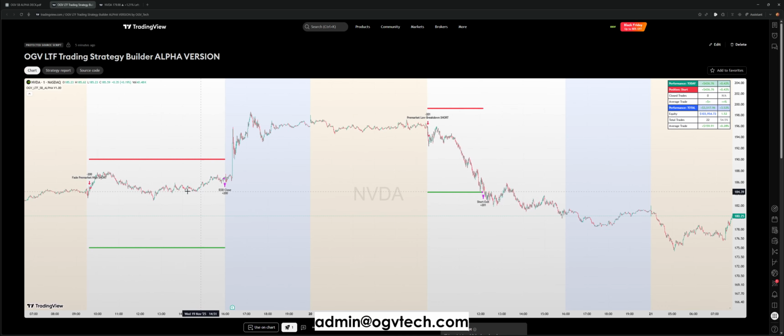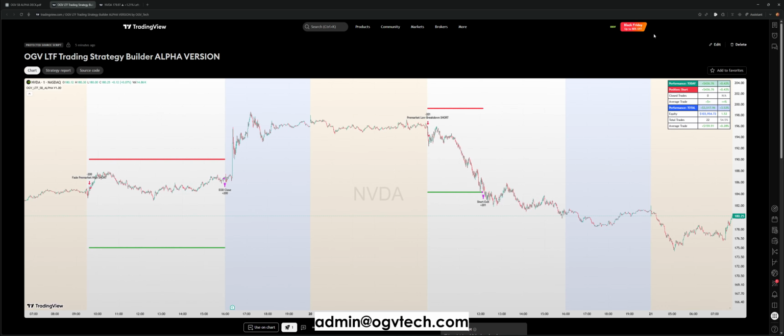So when you get onto this page, you'll see at the top right, add to favorites. You can just click that star and it'll be in your favorites. Once it's in your favorites, go on to TradingView. This is designed for 1 minute charts. So here you can see NVIDIA. I've got a 1 minute chart on here.